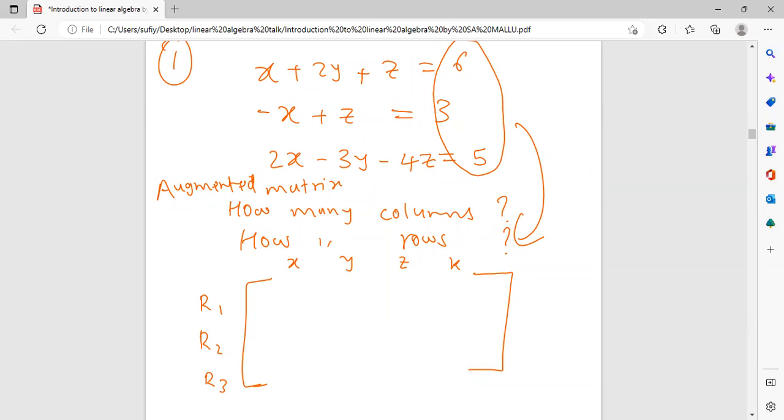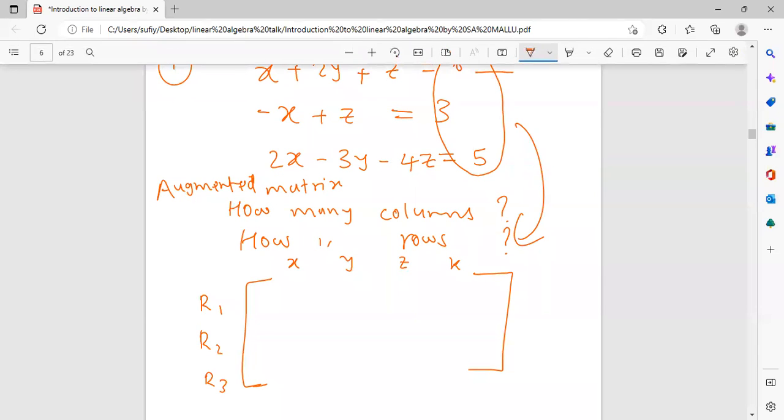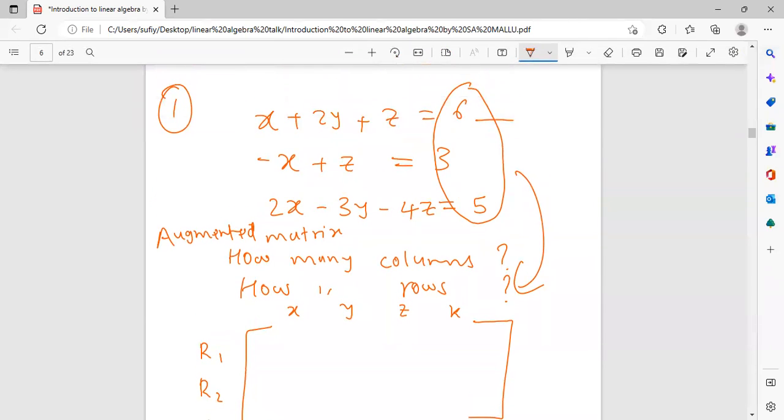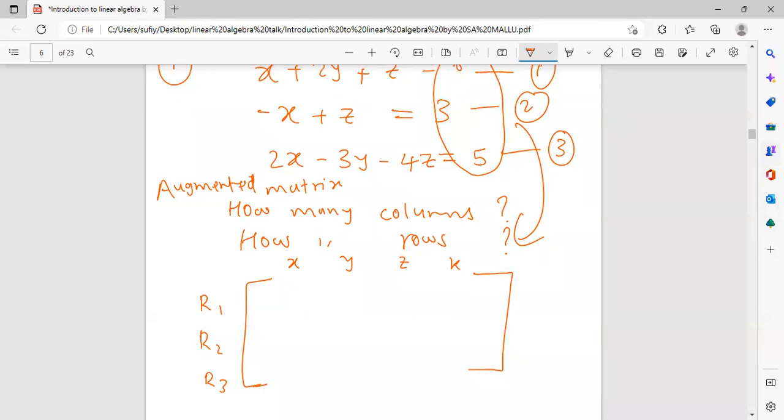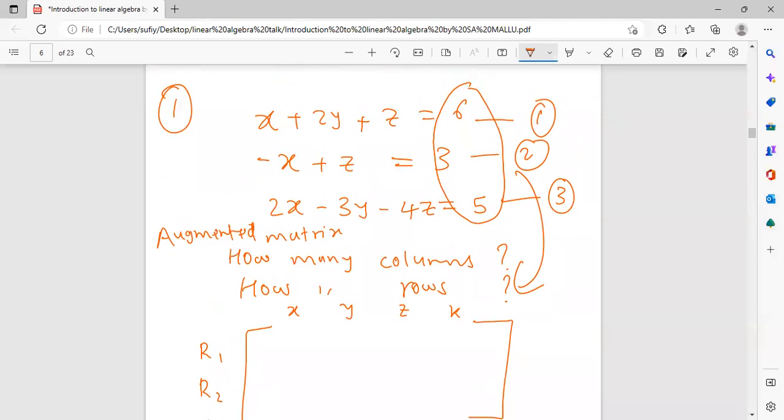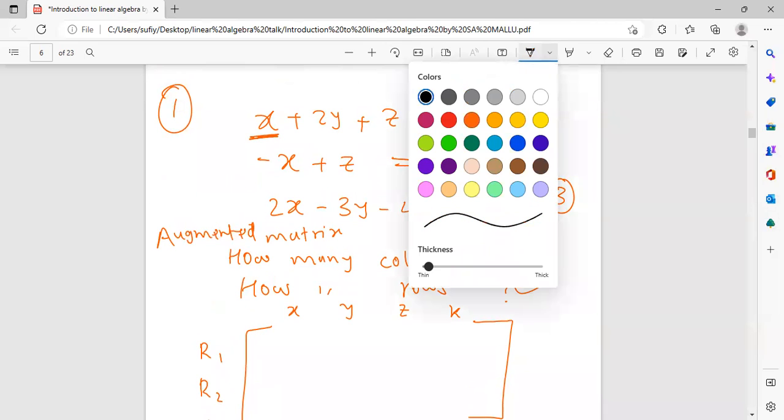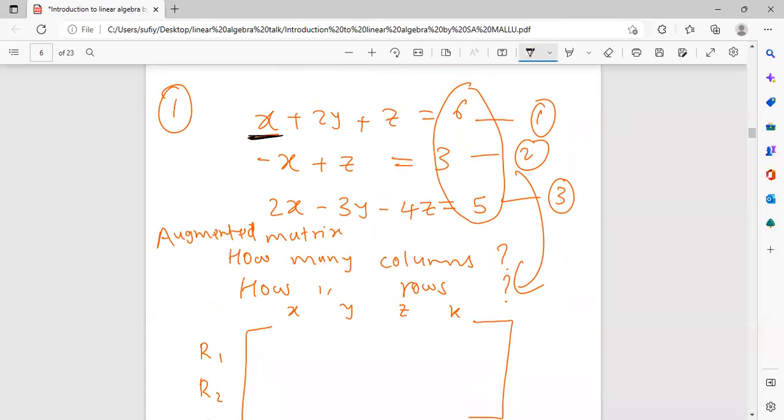Now, let's see. In row 1, guys, what is the coefficient of x? Remember, row 1 represents equation number 1. So let me just name that for you guys here. This will be equation number 1, equation number 2, equation number 3. Now let's look at this one at a time. In equation number 1, what is the coefficient of x? Let me change my color so that you guys see what happens here.